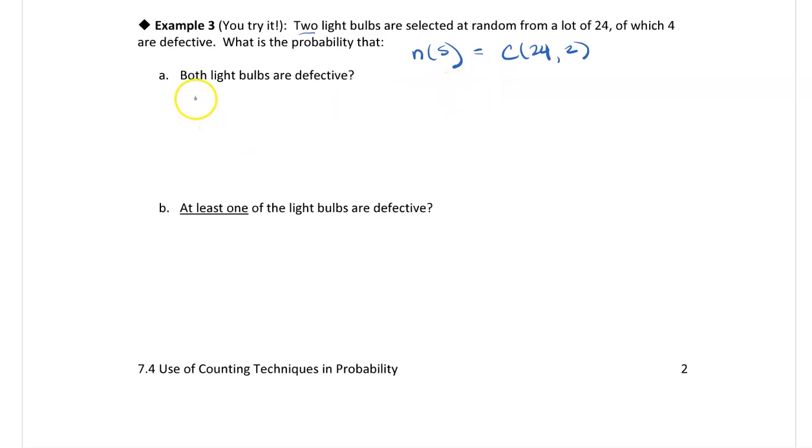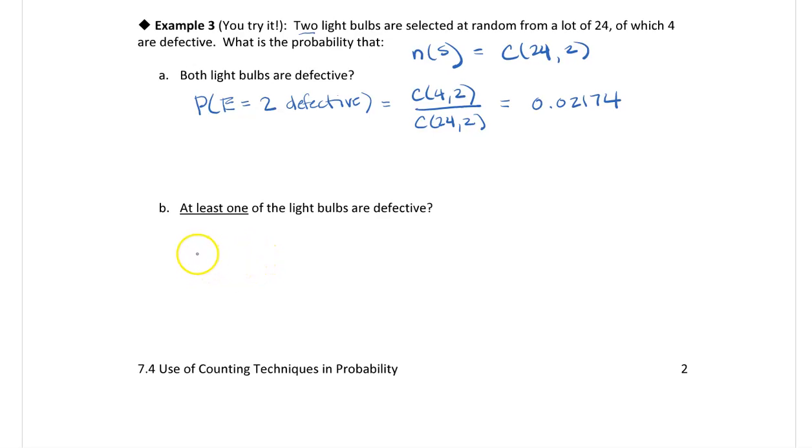All right, so the first question asks us to look at the probability that we have 2 defective light bulbs. We're only choosing 2, so what's the probability that both of them are defective? Well, we've got 4 defective light bulbs. We're going to choose 2 of them, and that's it. We don't want any non-defective ones. We're going to divide that by the number in the sample space, which is 24 choose 2. When you do that calculation, I got 0.02174.